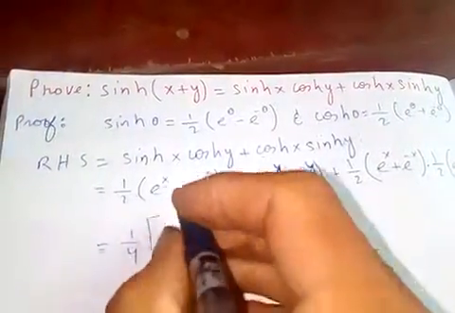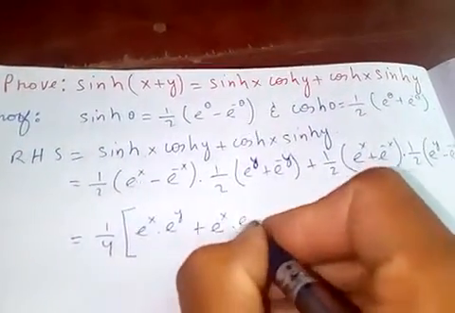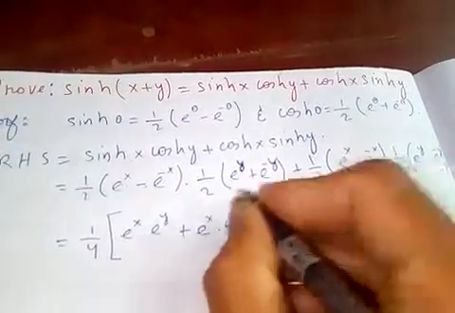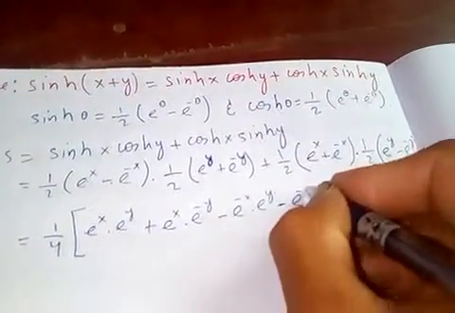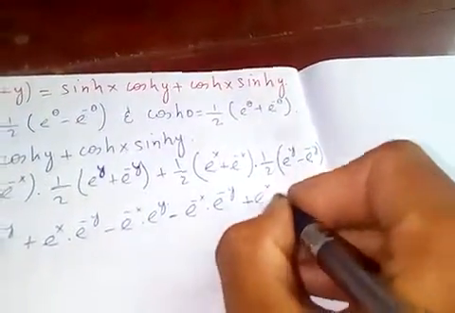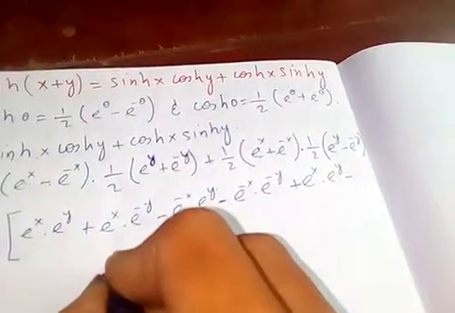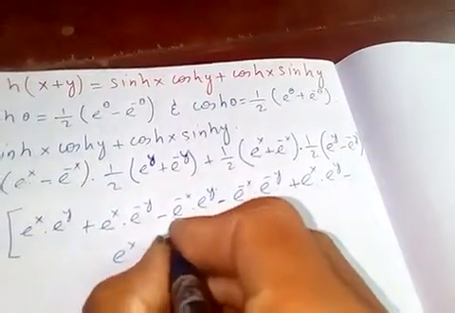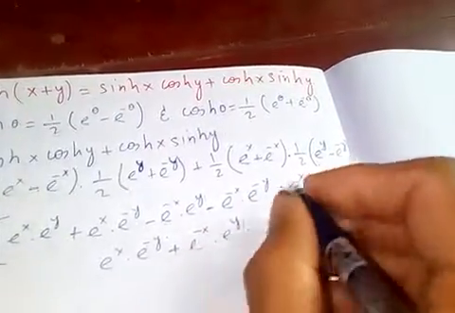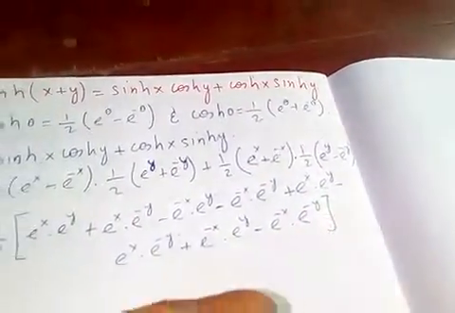And if you multiply this term, e to the x into e to the y plus e to the x into e to the negative y minus e to the negative x into e to the y, minus e to the negative x e to the negative y, and same thing here, so plus e to the x into e to the y, minus e to the x into e to the negative y, plus e to the negative x e to the y, minus e to the negative x into e to the negative of y.